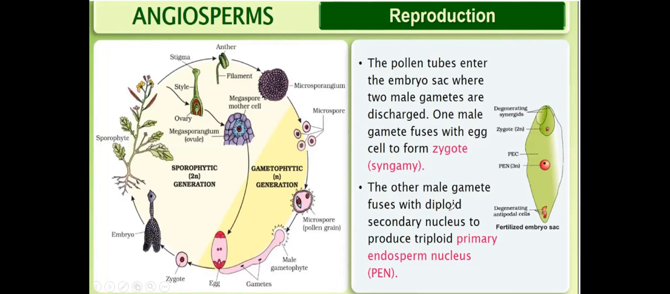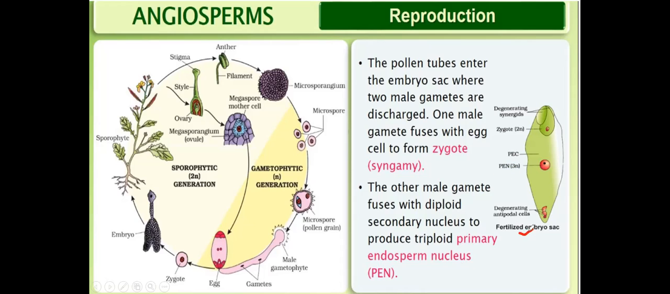The other male gamete fuses with the diploid secondary nucleus to produce a triploid, that is the primary endosperm. So one will fuse with this diploid, so it will become triploid. After fusion of the male gamete with the egg, it will produce the zygote. That is called syngamy. And then the other will fuse with this, that is called triple fusion. So it will produce the primary endosperm nucleus, PEN.